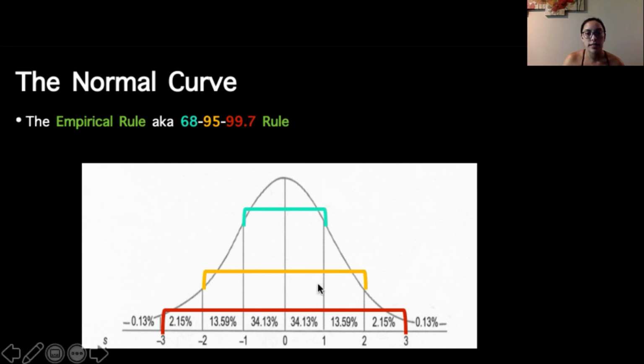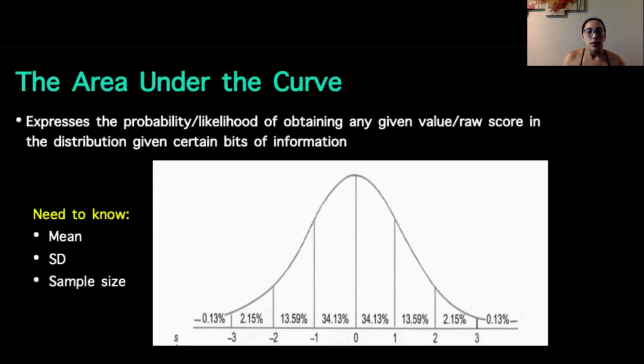So I've kind of been commenting on percentages as an area under the curve. We can also refer to values under the curve as a decimal, so a non-percentage value, right? And that decimal number can be anywhere between 0 and 1, similar to percentages which exist between 0 and 100%. That would express the probability or the likelihood of obtaining a given value or raw score in the distribution given certain bits of information. And those certain bits of information will be the mean, the standard deviation, and the sample size.